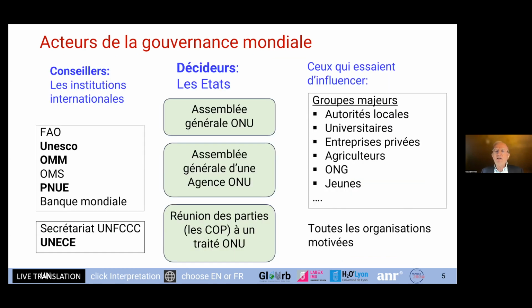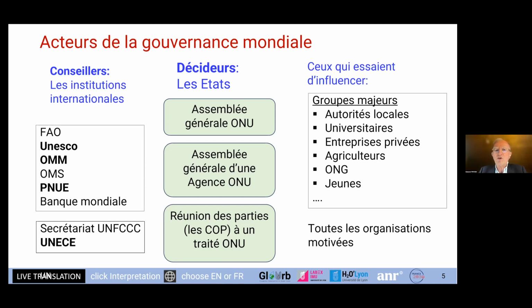How are things organized? So the decision makers are states at UN level. Then we've got civil society that counts less. So it's the states that are the decision makers. Now it's a bit complicated because states don't always make their decisions at the same places. There are three different places where decisions are taken. So the main place is the UN General Assembly, but they might also take decisions together when there is a meeting of a specialized agency of the General Assembly.